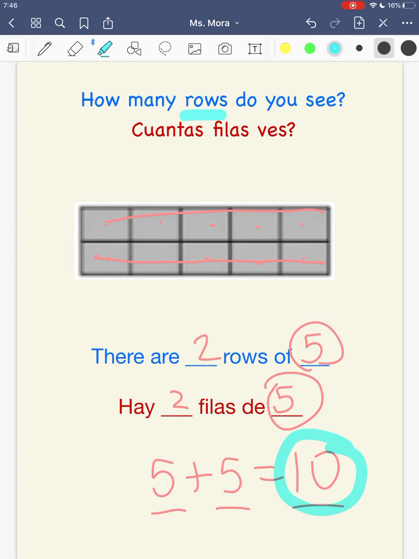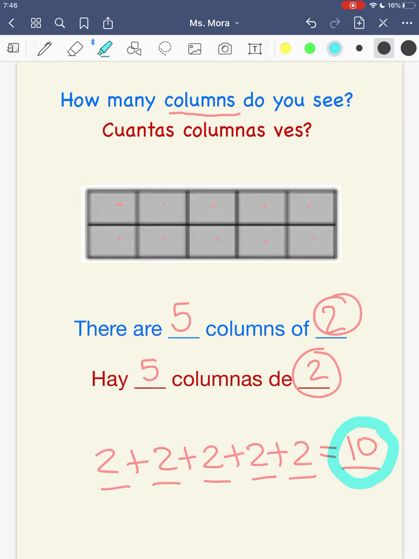Here we're talking about the rows. Aquí estamos hablando sobre las filas. And here we're talking about the columns of the same array. Y aquí estamos hablando sobre las columnas.